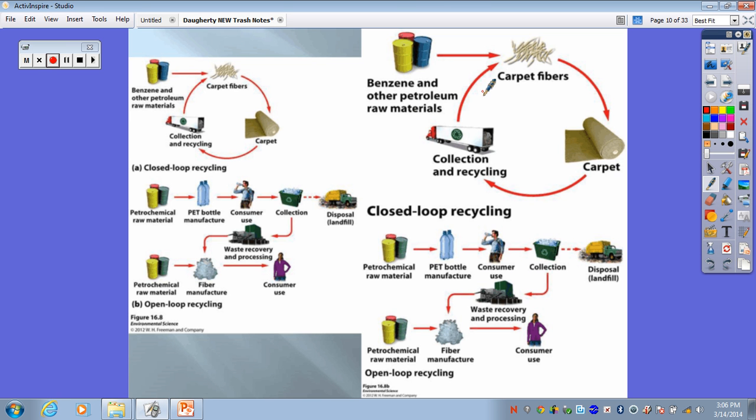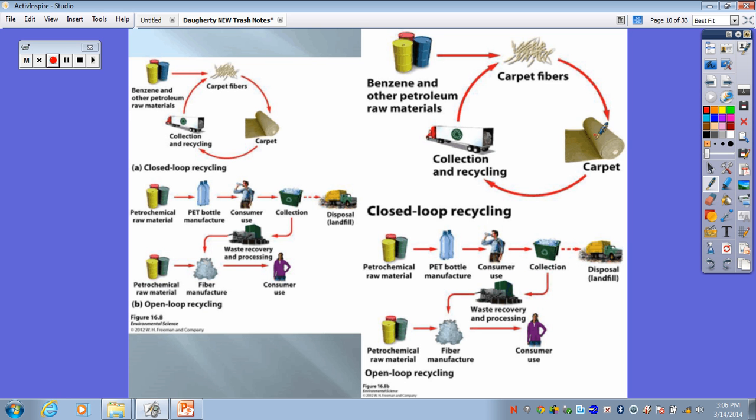Okay, these pictures are actually the same. This one is just blowing it up. So this whole top part is showing us closed loop recycling. We would get materials like benzene and other raw materials that come from petroleum, okay? A lot of synthetic materials come from petroleum. You can make carpet fibers from petroleum-based raw materials. We could then use those to create a carpet.